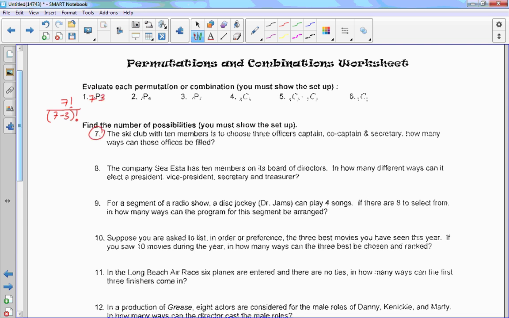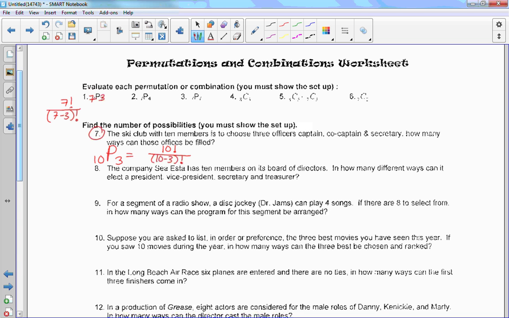There's only 3 officers, but 10 people to choose from, because we're caring about their position. It's 10 permute 3, and the setup would be 10 factorial over the difference, 10 minus 3 factorial. After you write that out by hand, then you can use your calculator. Then you can just do the 10P3. 10 permute, go to that math.